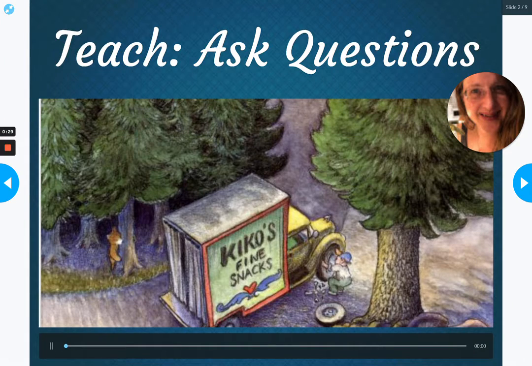As a parent, you want to promote your child's thinking about illustrations. You can do this by asking them questions directly about what they see in illustrations. Let's take a look at this picture together. I see a bear who's looking at a truck. The truck says Kinko's Fine Snacks on it, and the truck driver is fixing the wheel.